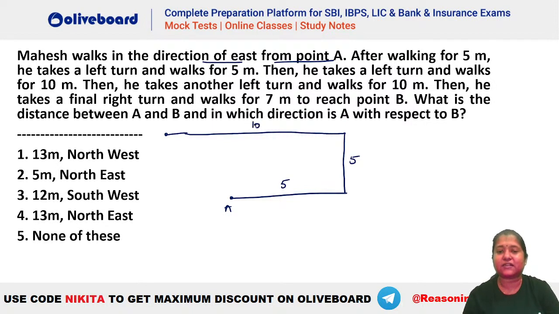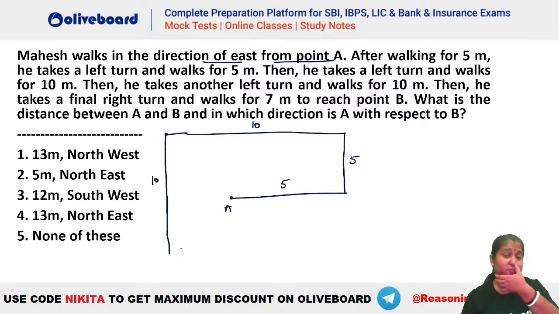Then this is your 10 meters. Then he takes another left turn and walks for 10 meters again. So you can see from here he takes another left turn and goes for 10 meters. Then he takes a final right turn and walks 7 meters to reach point B. So he is walking south here. So that means from here he has to take a right turn. Right turn will be towards this side. So he goes for 7 meters and reaches point B. This is your point B here.